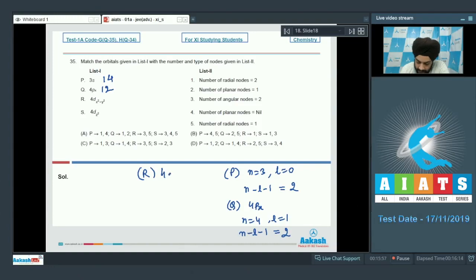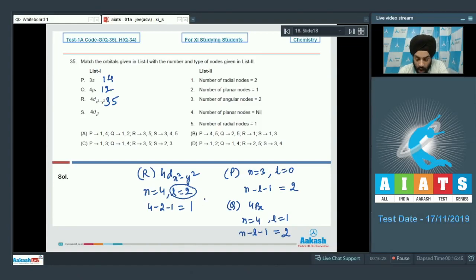We have 4d x square minus y square. Okay. So the value of n is equal to 4. The value of L is equal to 2. Okay. If you talk about the number of radial nodes now, it is 4 minus 2 minus 1, which is equal to 1. So it has 1 radial node, which is given in the fifth option. Okay. And if we talk about the number of angular nodes, the number of angular nodes is equal to the L value. So it has 2 angular nodes. So we have to match the third option as well.